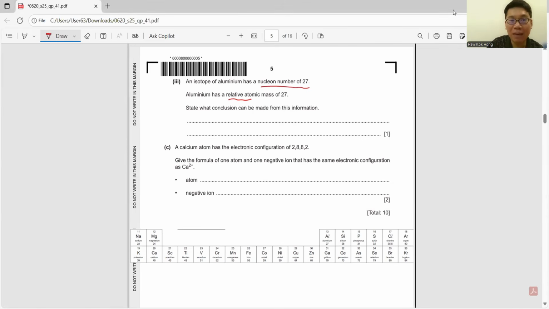An isotope of aluminium has a nucleon number of 27. Aluminium has a relative atomic mass of 27. Relative atomic mass is the average of all the isotope masses. So the nucleon number of 27 and the relative atomic mass are exactly the same. So we can conclude that aluminium has only 1 isotope and the nucleon number is just 27.